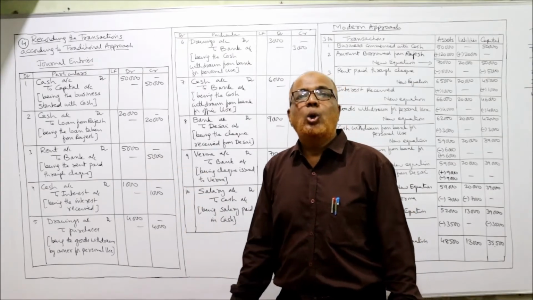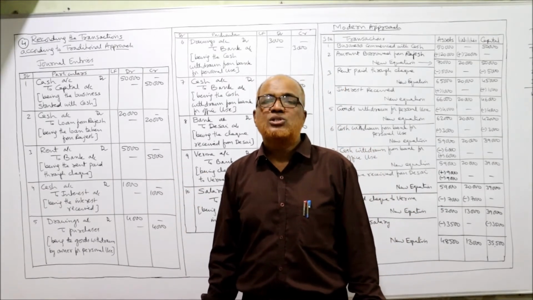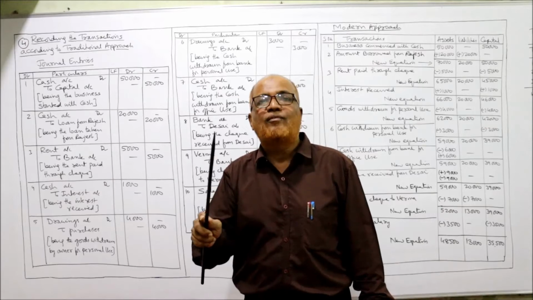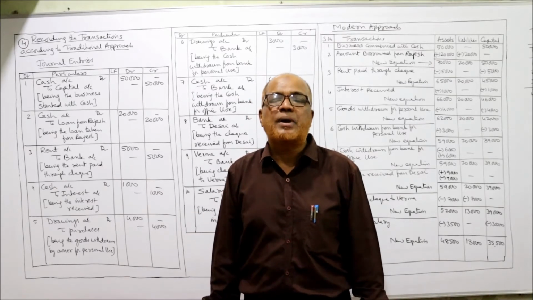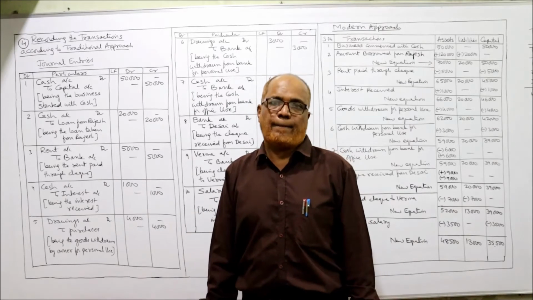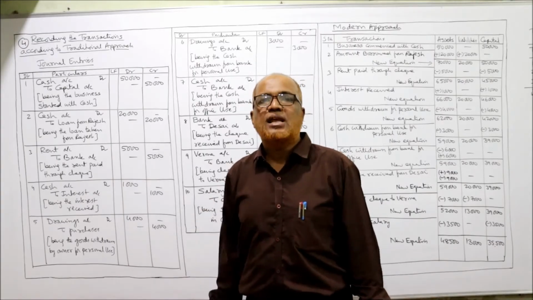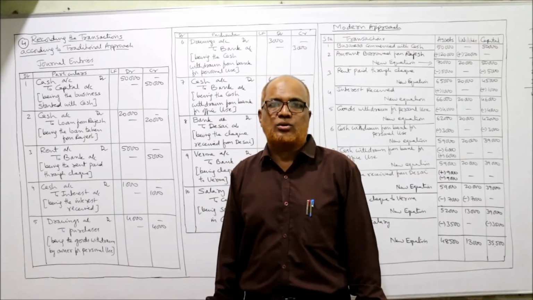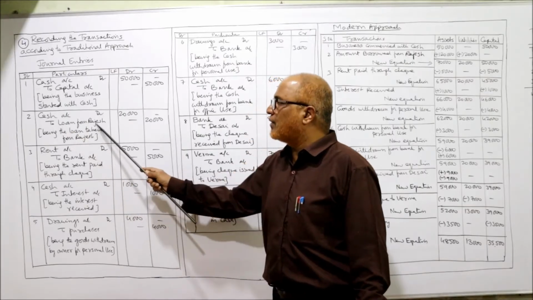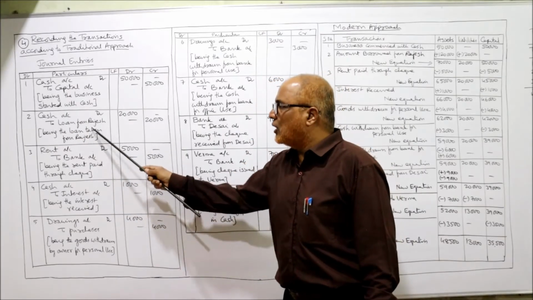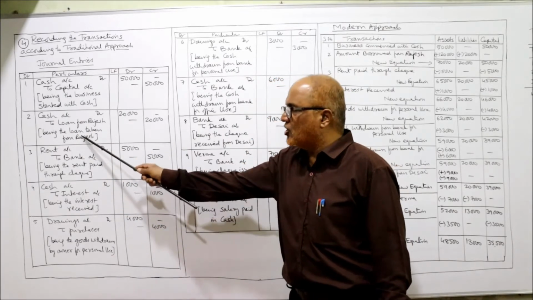Now, we are taking a loan from Rajesh, so we make an account called loan from Rajesh. This loan from Rajesh is a representative personal account. So credit side, to loan from Rajesh 20,000. Being the loan taken from Rajesh, narration.